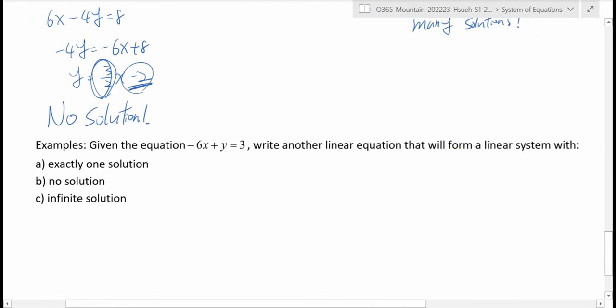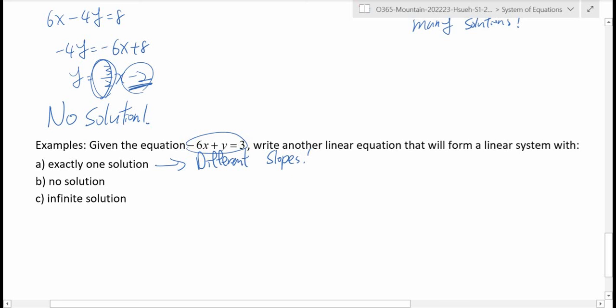Here's the next example. It says, given the equation negative 6x plus y equals 3, write another linear equation that will form a linear system with, part A, exactly one solution. Exactly one solution means different slopes. If we want different slopes, the ratio between the coefficient of x and the coefficient of y must be different. Here the ratio is negative 6 to 1.